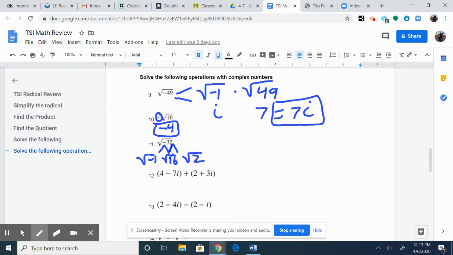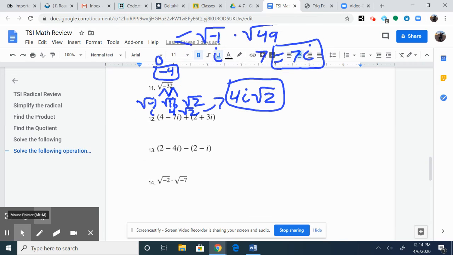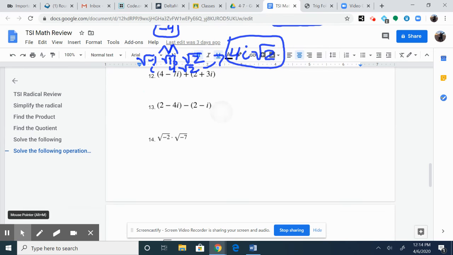So if we take the square root of -1, that's i, that's imaginary. We take the square root of 16, that's 4, and then square root of 2. So to simplify this, 4i and square root of 2. So it's nothing too complicated. It's just the added fact that a square root of -1 gives us i.